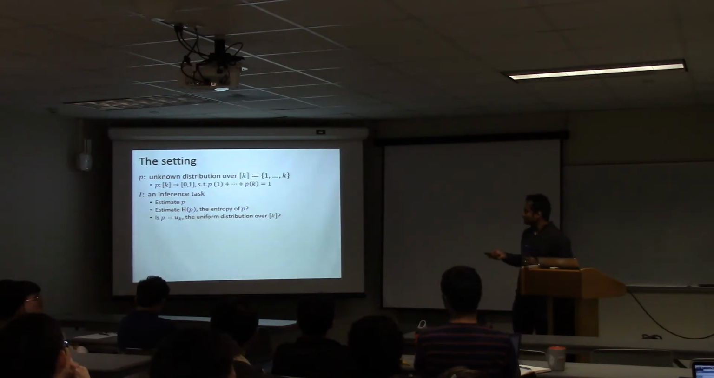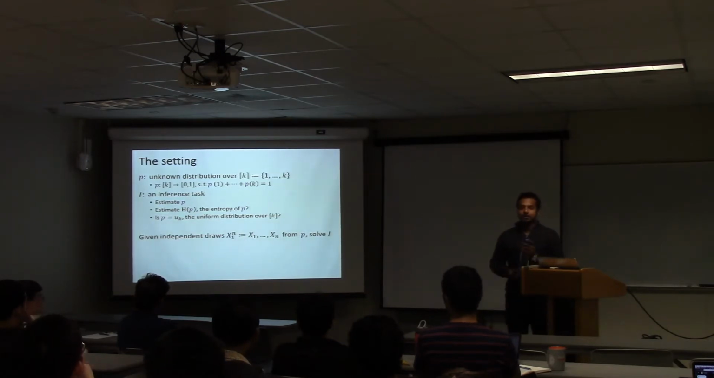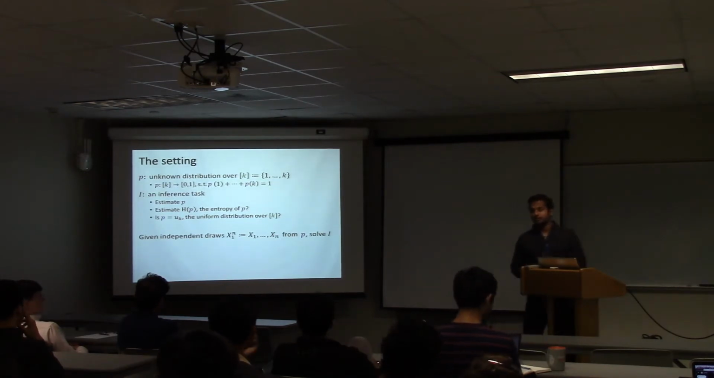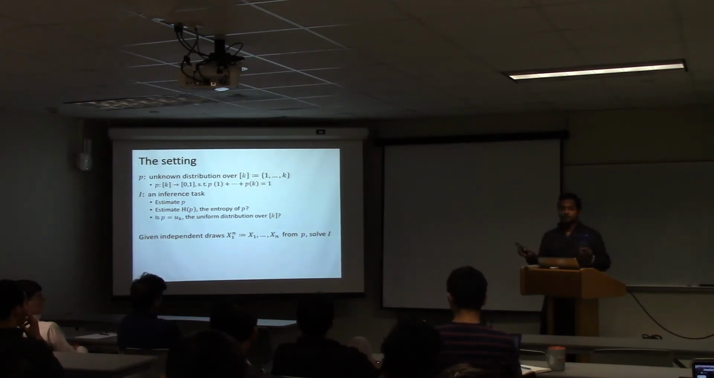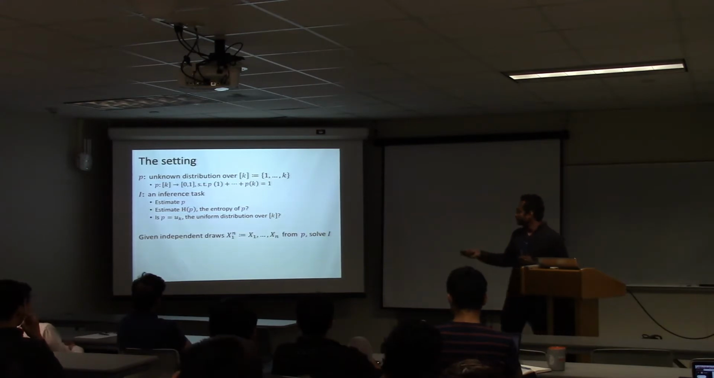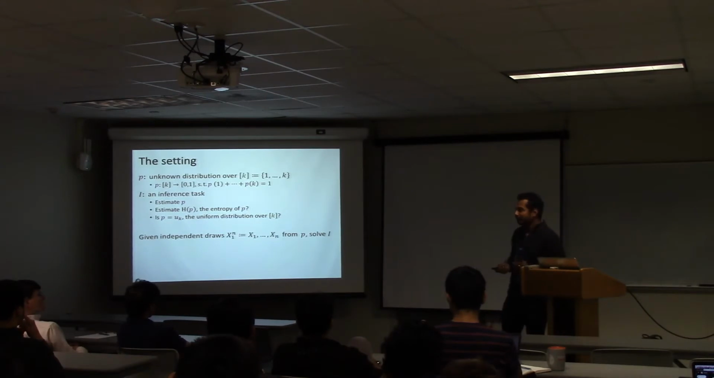And how are we going to solve this inference task? In a standard setting, we are given independent draws. So X1, X2, and so on are independent draws from this unknown distribution P. And upon observing these draws, our goal is to solve whatever inference task we are given. So for example, you have a die and you keep rolling it again and again, and you roll it 100 times. Looking at that, you may be interested in knowing what's the probability of seeing a 6. Okay? Any questions about the setting? Okay.